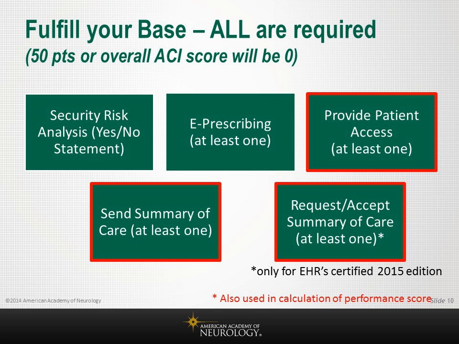To fill your base, you are required to submit all of these measures. You have to do a security risk analysis, and this is attested to in a yes or no statement. You have to e-prescribe at least 1 prescription. You have to provide patient electronic access to at least 1 patient, send a summary of care at least once, and if you're going down option 2 with the 2015 edition, you have to request or accept a summary of care. Note that the 3 measures in the red boxes are also used in the calculation of the performance score.